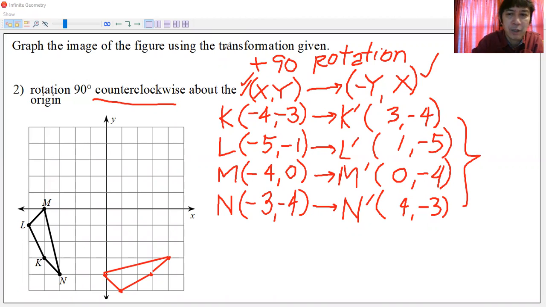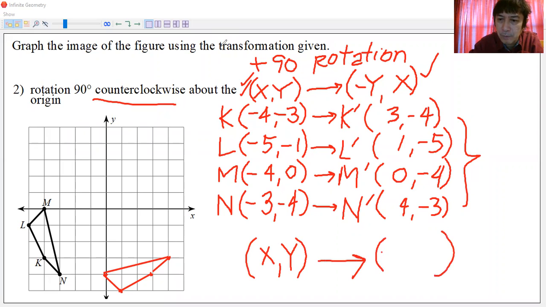So this will be our answer, and let us verify. There, close enough. Supposed to be there. You can see the computer's drawing there. So our drawing is very close to the answer. It's correct. So remember the formula for +90 rotation about the point of origin, it will have to be this rule. This is the rule: (-y, x). That's it.